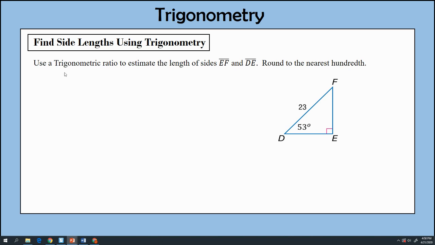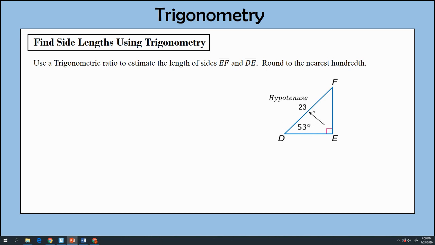All right, so the instructions here: use the trig ratios to estimate the lengths of sides EF and DE and round our answers to the nearest hundredth. As you look at this right triangle, 23 is the hypotenuse, but we don't know DE, we don't know EF, so we really have no way of finding those two using our traditional math, like the Pythagorean theorem, for example. I don't have enough information, so we're going to use trig.